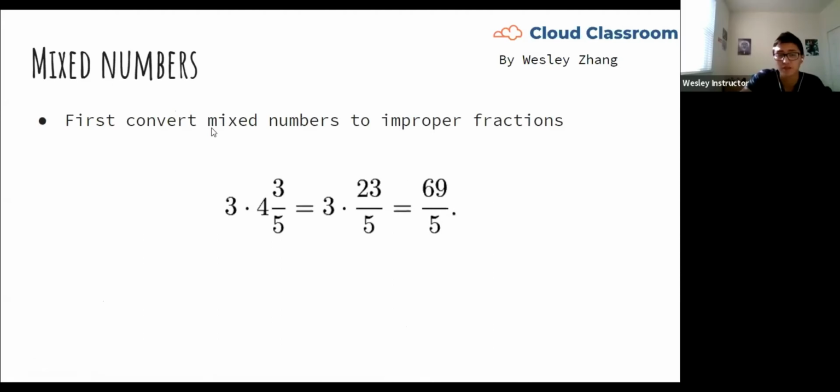So first you can convert mixed numbers into improper fractions. So 3 times 4 3/5. You convert 4 3/5 into an improper fraction. So 4/1 times 5/5 gives us 20/5, and 20/5 plus 3/5 is 23/5. Then we multiply this by 3, and that gives us 69/5.